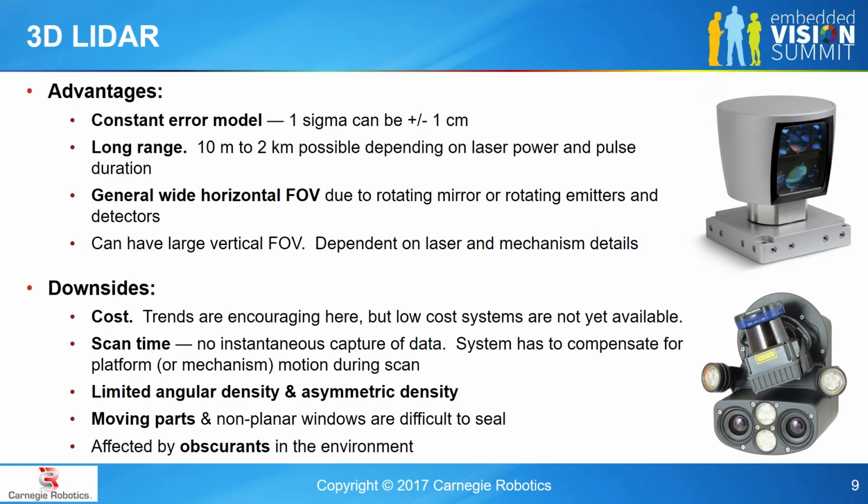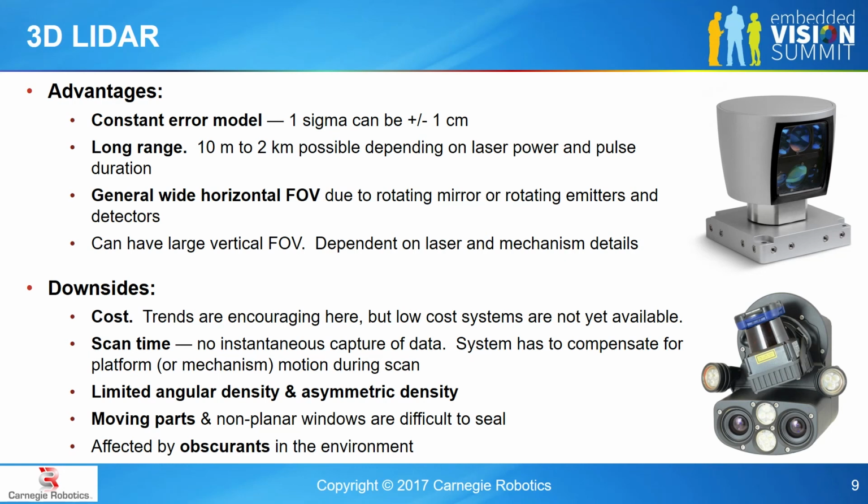And there's also scan time. Because you're talking about these discrete sensors that are being swept through an environment, you don't have instantaneous horizontal and vertical field of view. You have to wait for a scan to accumulate, and then if your system is moving through the space during that accumulation, you have to compensate for the platform or the mechanism movement during that scan. As I mentioned previously, there are asymmetric densities and generally limited density in comparison to some of the other systems that I'll talk about next.